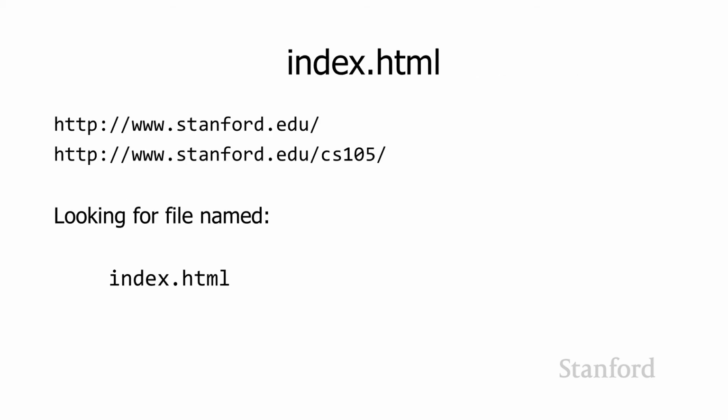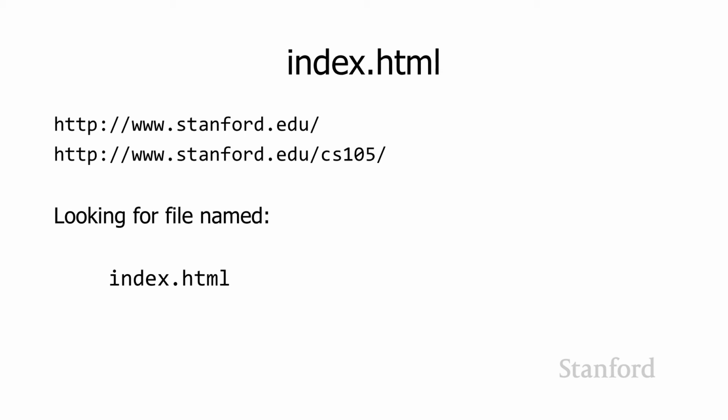Okay, you may notice a fair number of URLs where they don't actually specify the file name. So www.stanford.edu, that says it's on the www.stanford server. It doesn't say what the file is. And you could go to, this isn't actually a real URL, so don't try this, CS105. There's actually a couple more subdirectories, but I thought I'd shorten it to keep the example simple. www.stanford.edu/CS105. It's not specifying the name of a file.